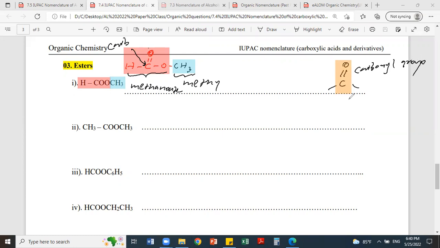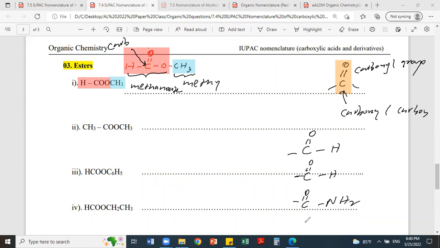Carbonyl group, and this is called carbonyl carbon. It's a polar group. Even acetone, most of the compounds have this group. If you take aldehyde, this group is there, carbonyl carbon group, and carboxylic acid also has this, right? Amide also has this, and esters also, and even acid chloride also has this carbonyl group. Therefore, most organic compounds have this.